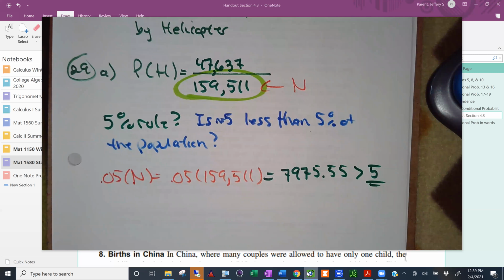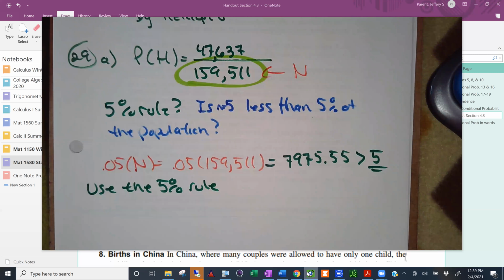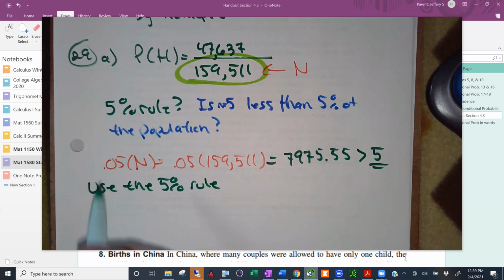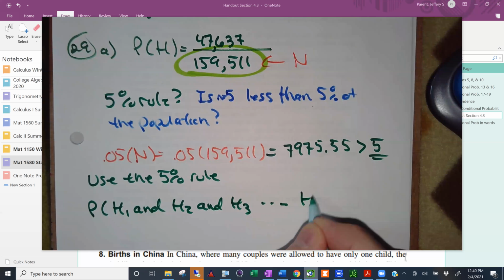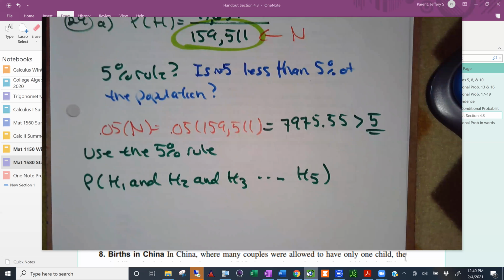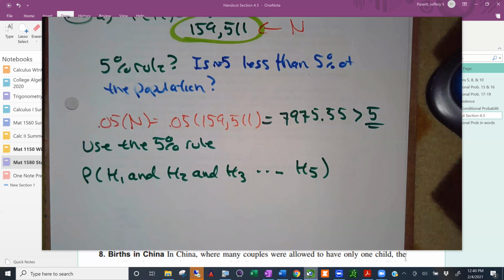So use the 5% rule to calculate the probability that 5 people in a row are taken out of this study. So it's going to be the probability of H1 and H2 and H3 all the way down to H5. So let's calculate those probabilities.